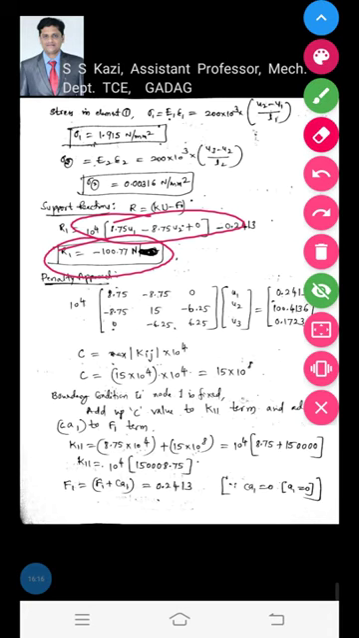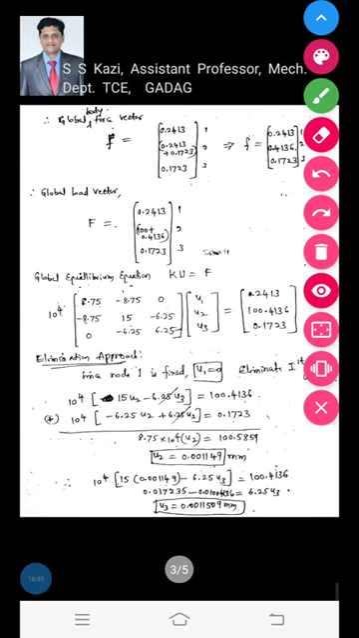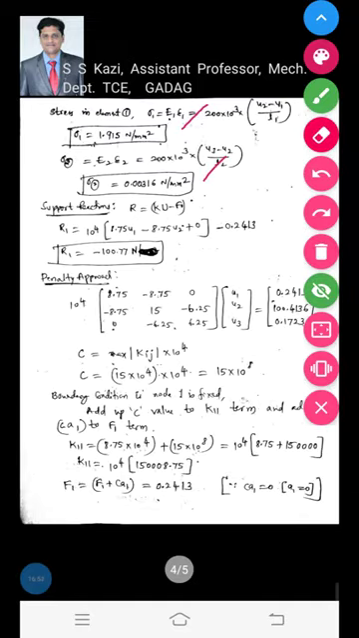Since the applied force is 100 Newton, and the reaction force we got is minus 100.77, it is verified and it is correct. Now next, these are the displacement values. We got U1 0, U2 1.14 into 10 raised to minus 3, and the U3 displacement value, and also we have calculated the stress in each element and the support reaction by using the elimination approach.